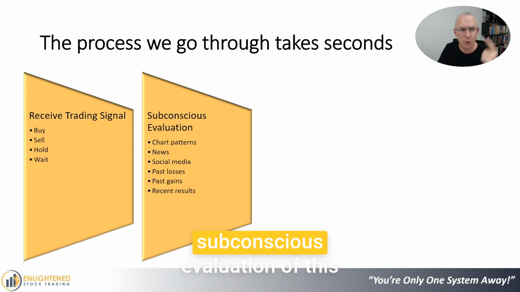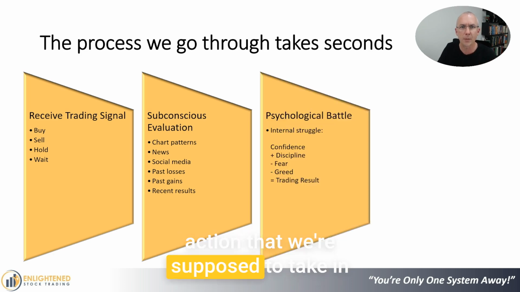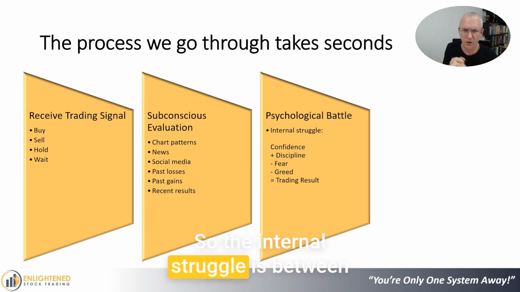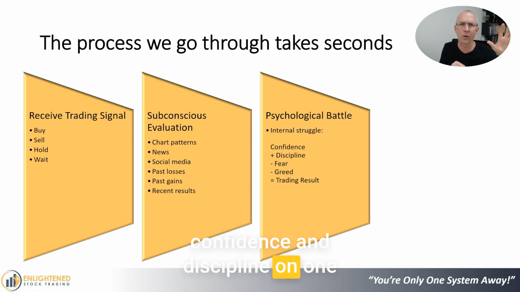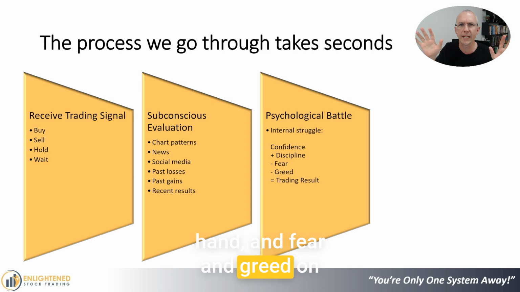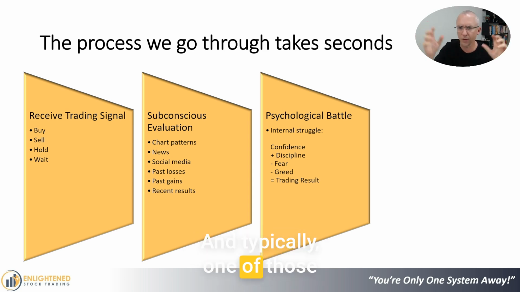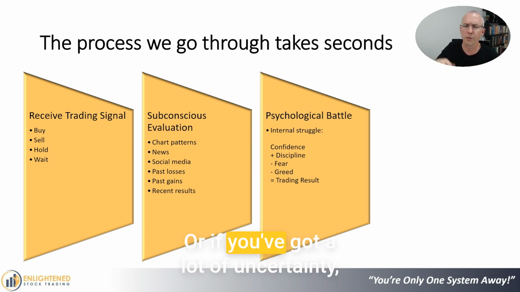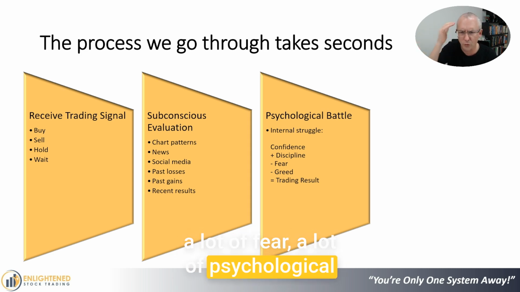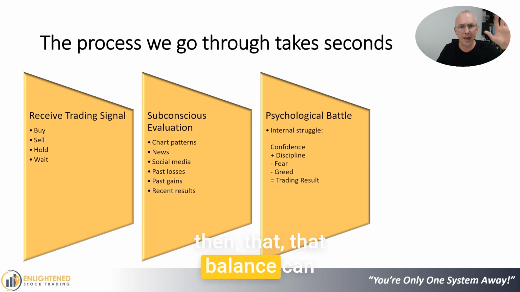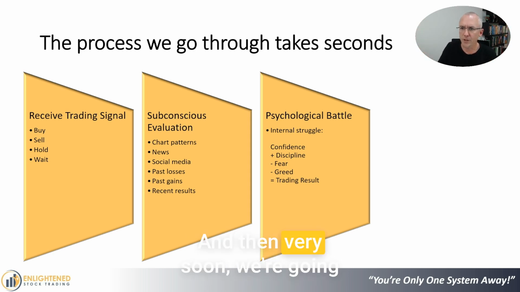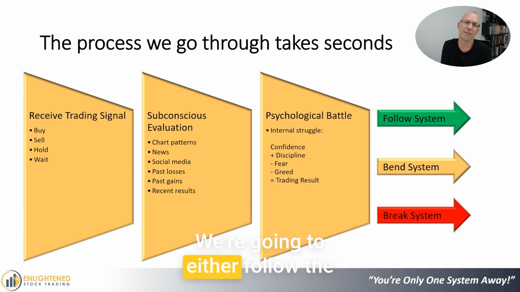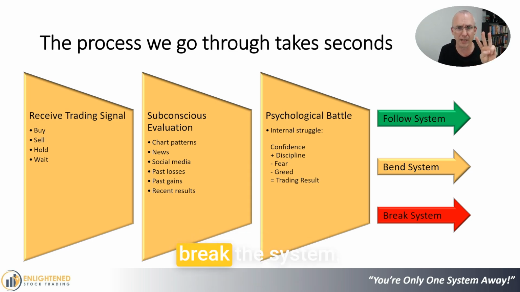Once we've undergone that subconscious evaluation of this action that we're supposed to take in the market, then we have this internal psychological battle that happens. The internal struggle is between confidence and discipline on one hand and fear and greed on the other hand. Typically one of those will win out, depending on how confident and certain you are about the quality of your strategy. Or if you've got a lot of uncertainty, a lot of fear, a lot of psychological scarring from previous trading, then that balance can be tipped the wrong way. And then very soon we're going to come to a decision, and we're going to make one of three decisions. We're going to either follow the system, bend the system, or break the system.